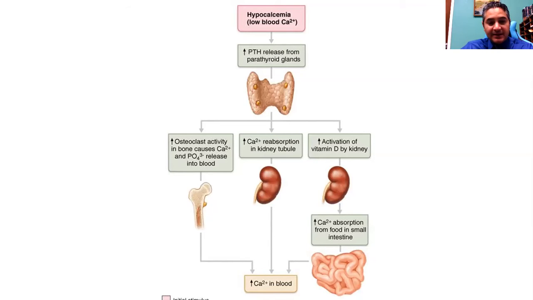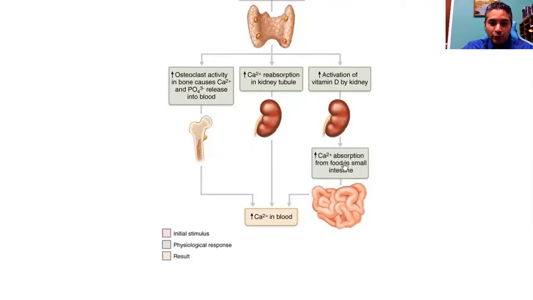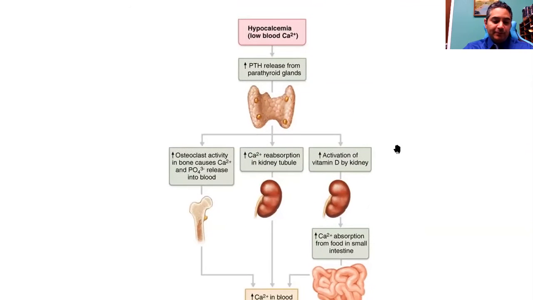Calcitonin comes in inhibiting the osteoclast, but parathyroid hormone comes in and stimulates the activity of the osteoclast located in the bone matrix to release calcium and phosphate. Since we have this situation occurring, we're also going to have calcium reabsorption in the kidney tubule, activation of vitamin D by the kidney, and absorption of calcium in the small intestines. So that is how this works. This is a little brief breakdown for you.